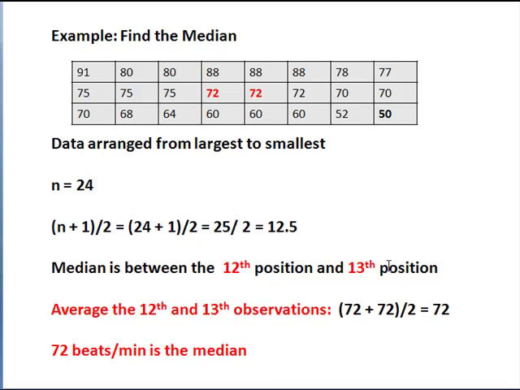So what we have to do is average the 12th and 13th observation. This is not very interesting in this case since they have the same value, namely 72. So the average will be 72, and the median is again 72 beats per minute. In general, however, the middle two observations may in fact be different.